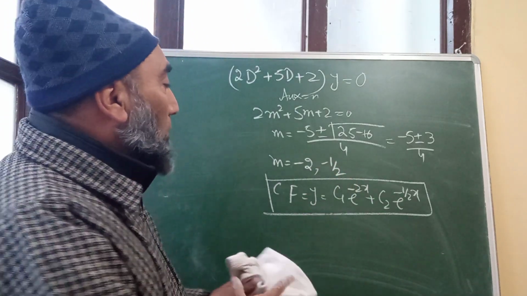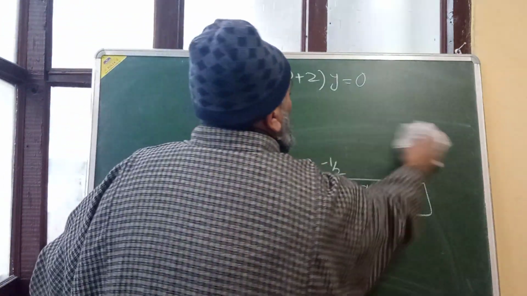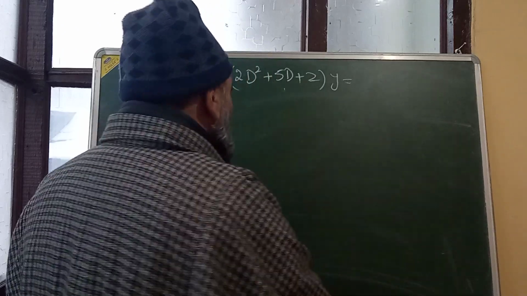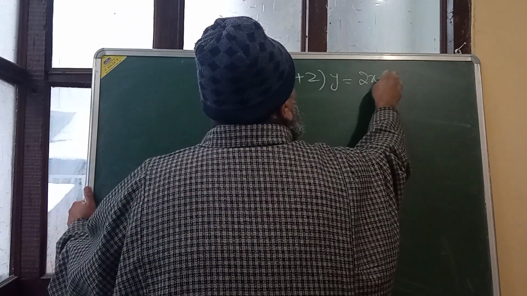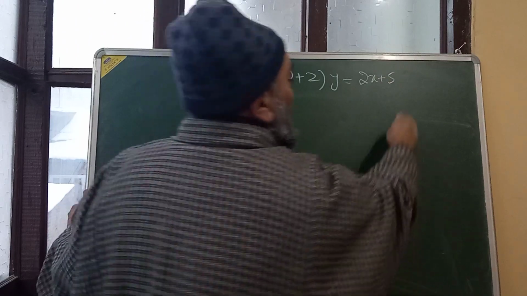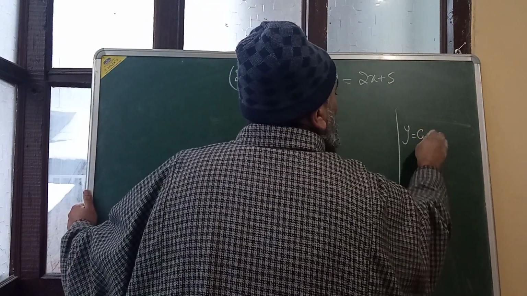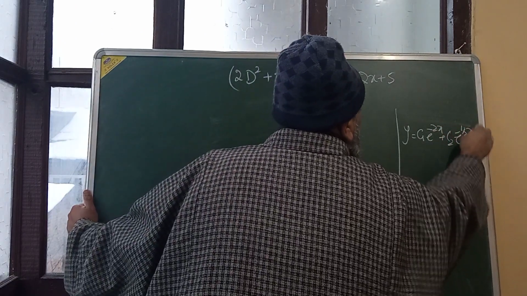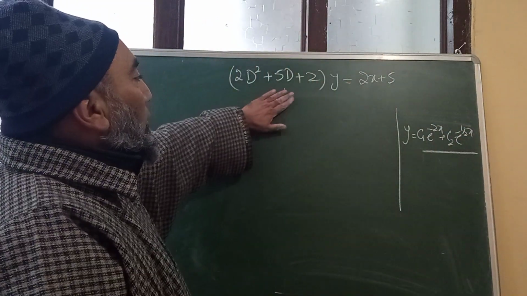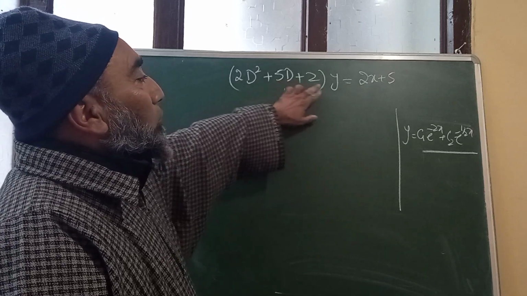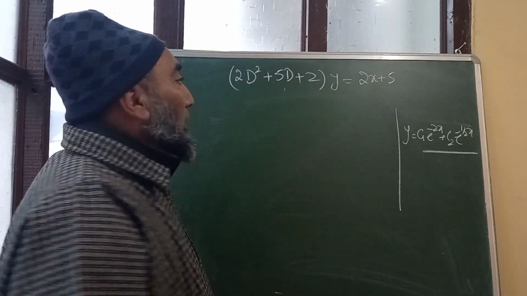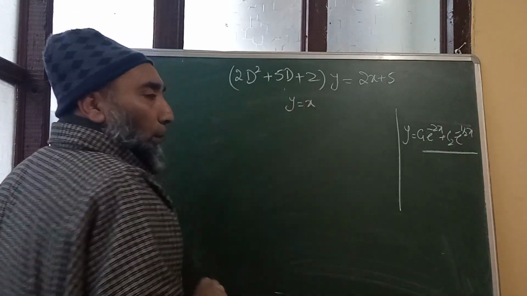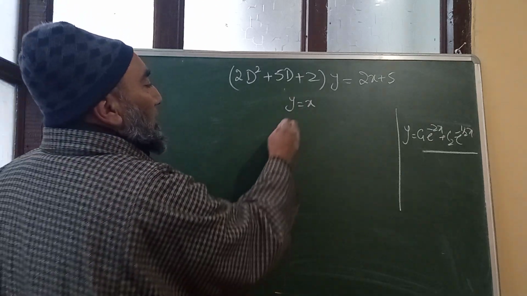Let me explain how and why. I am taking only this question and I am writing it as x plus 5. You have seen that the solution is given by c1 e raised power minus 2x, c2 e raised power minus half x. You already know this. Now I have a question. 2D² plus 5D plus 2 operating on y equal to x plus 5. You see, by trial method, if I take y as x, if y is x, what is D of y?